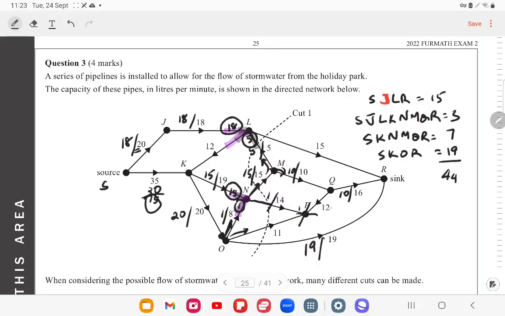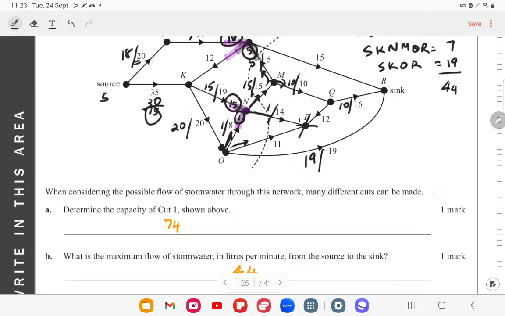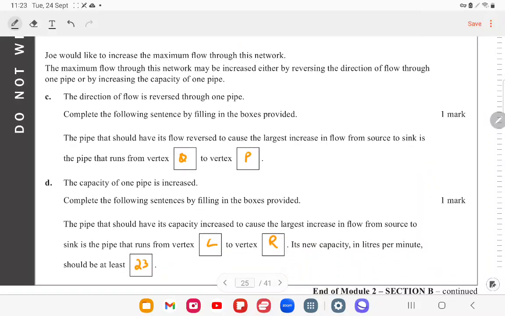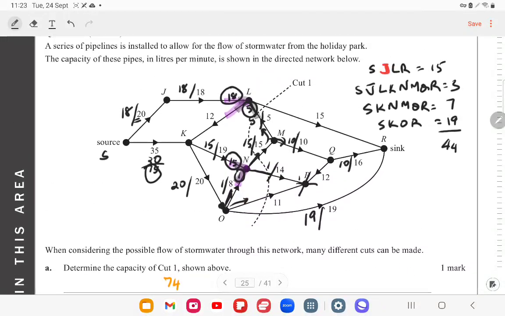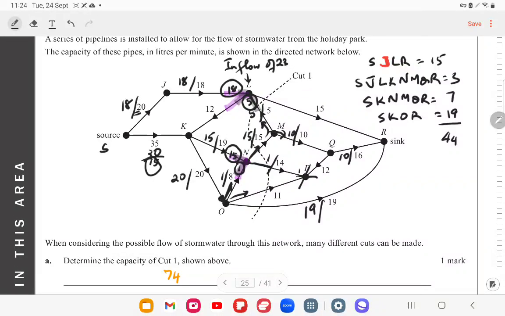Now the question here that they have asked, I think it's the last question here, creates most of the problems. If the capacity of one pipe is increased, complete the sentences by filling in the boxes provided. The pipe that should have a capacity increase to cause the largest increase in flow from source to sink is the pipe that runs from L to R, simply because there's a total inflow here of 23, but it's only 15 that can flow out here.